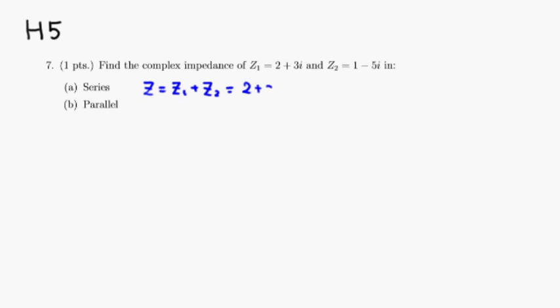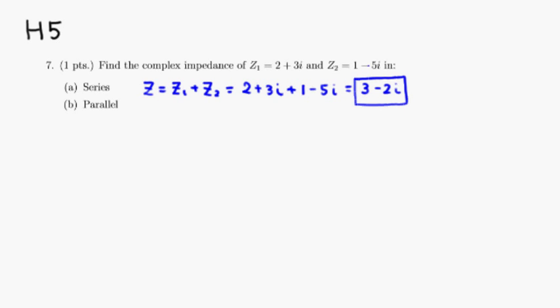2 plus 3i plus 1 minus 5i. So this is going to be 2 plus 1 is 3, and 3i minus 5i would be minus 2i. So this is the complex impedance here.